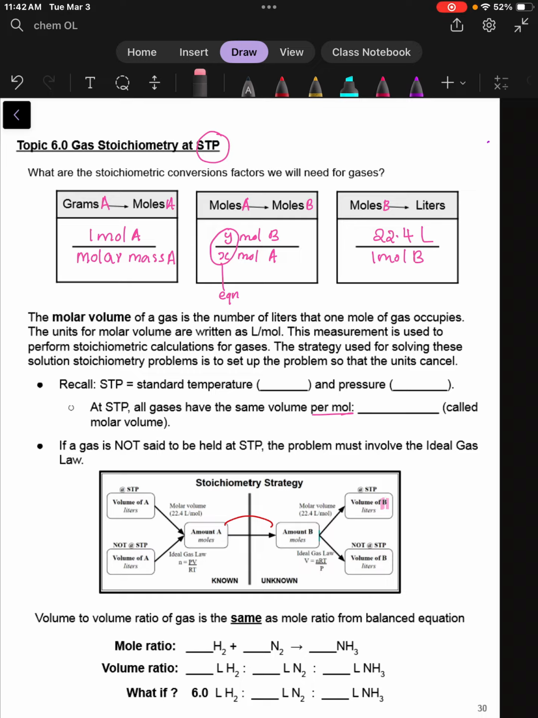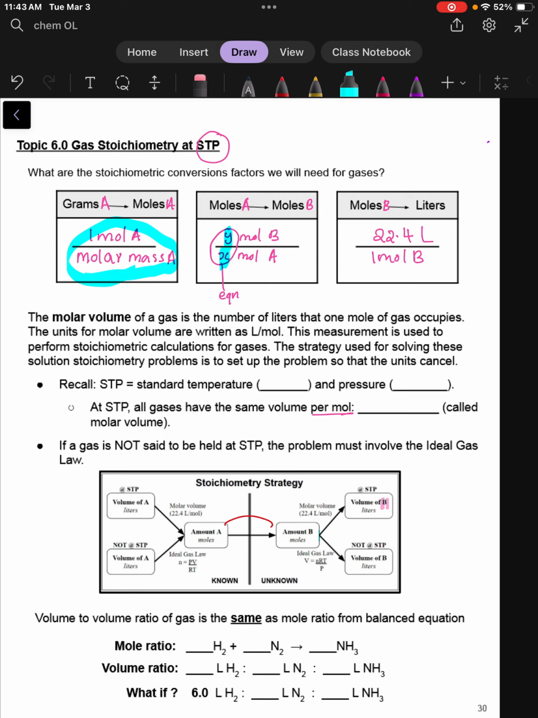Okay, so we are going to learn gas stoichiometry, applying STP and non-STP conditions. We already learned stoichiometry last unit. If you need to convert grams into moles, you divide by the molar mass. If you need to convert moles of A into moles of B, you use a ratio, and these numbers come from the balanced equation.